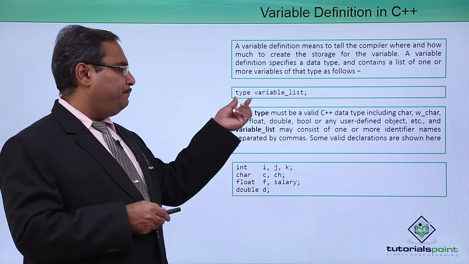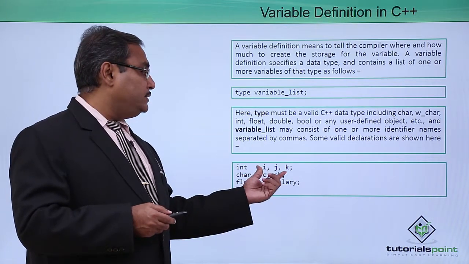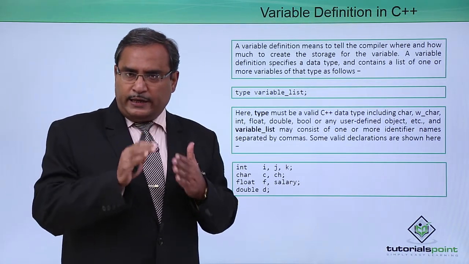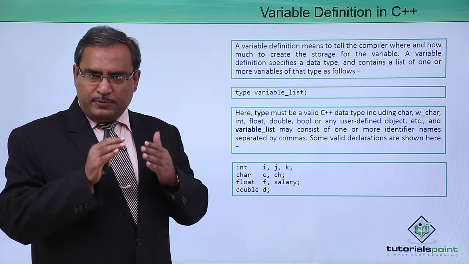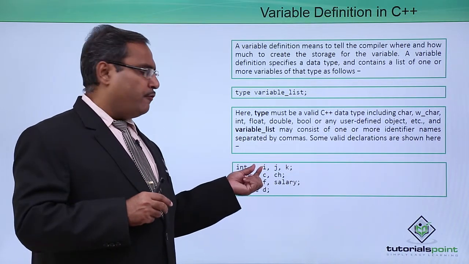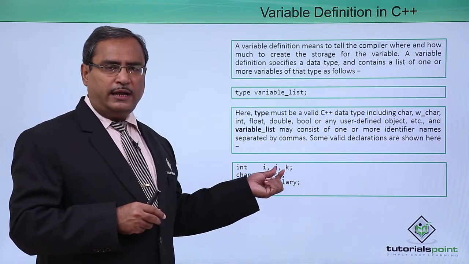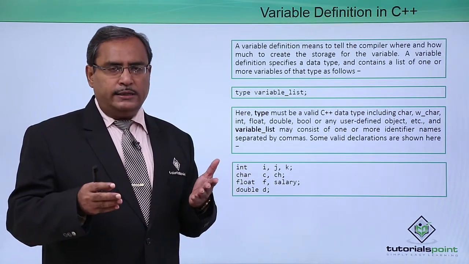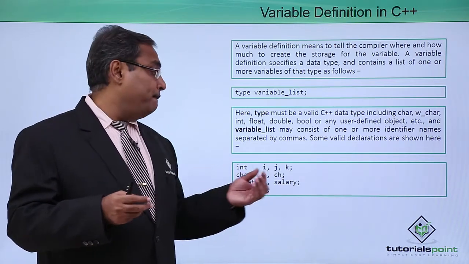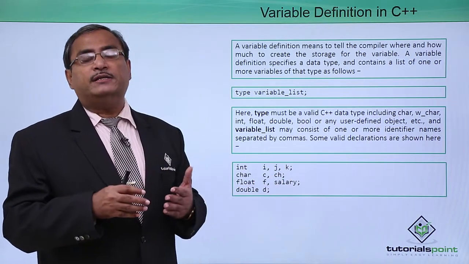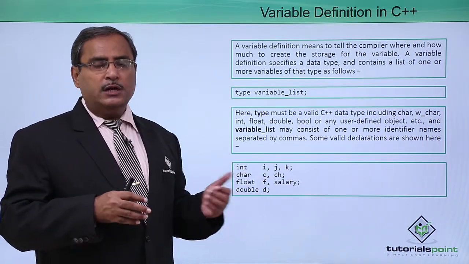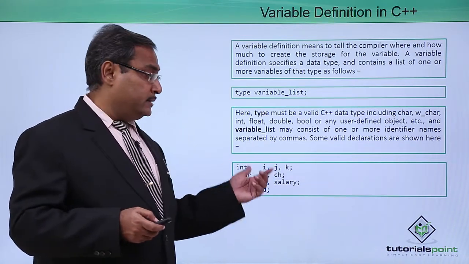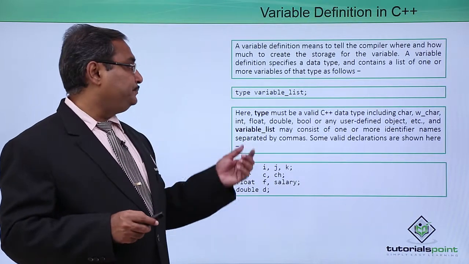say int is the type, that is the data type, and i, j, k will be the variable list. So here we are telling the compiler how much memory space is going to be occupied for the variables i, j or k, as they are of the type integer. Commonly an integer occupies 4 bytes in the computer's memory, so these variables will have 4 bytes each, reserved in the computer's memory during the execution of the code. But here these variables are uninitialized.